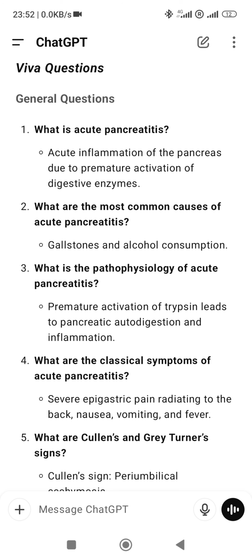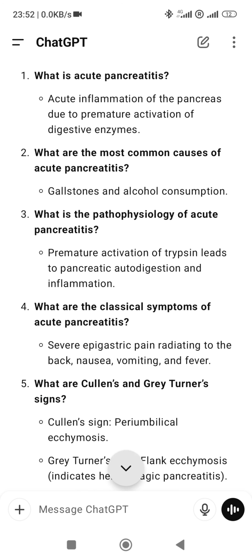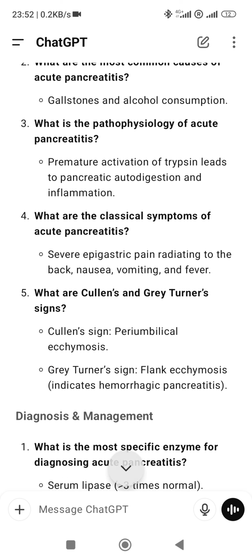Next question. What are the classical symptoms of acute pancreatitis? Sir, severe epigastric pain radiating to the back, nausea, vomiting and fever.